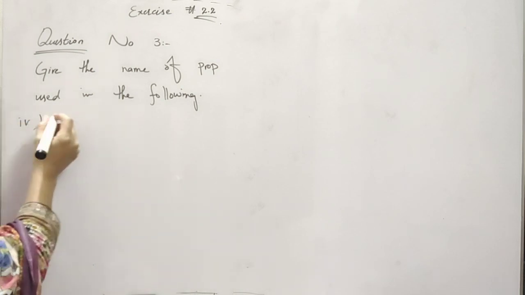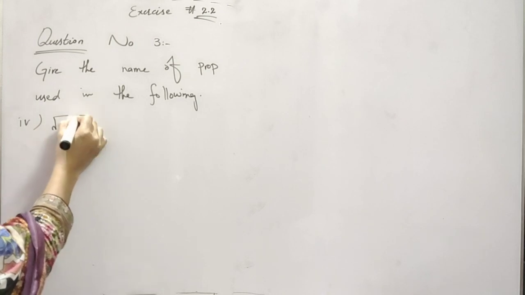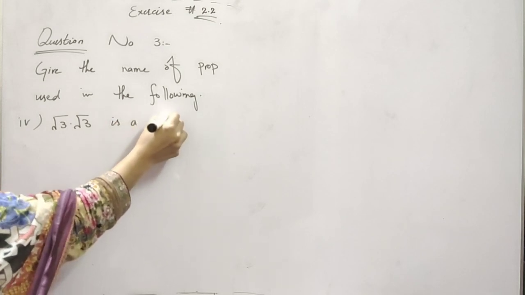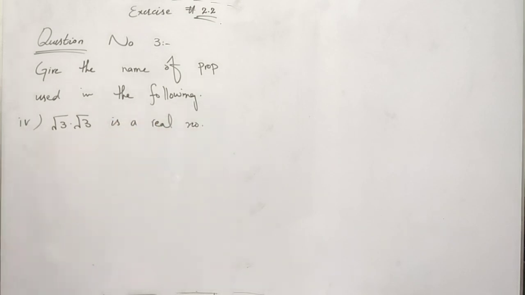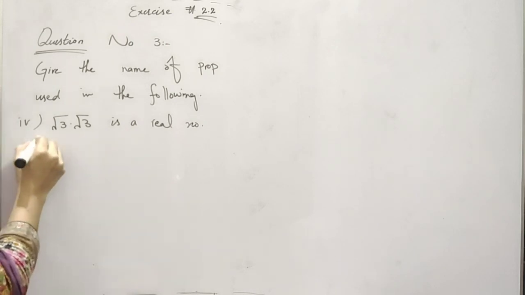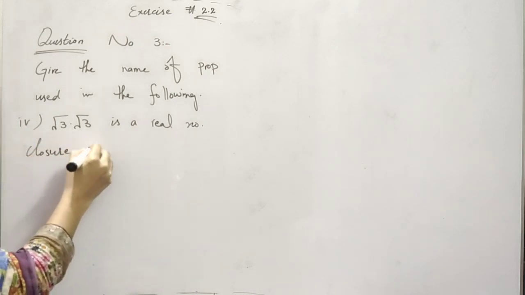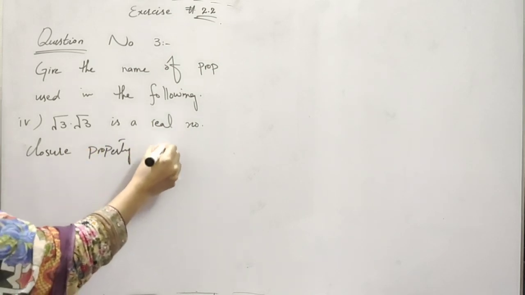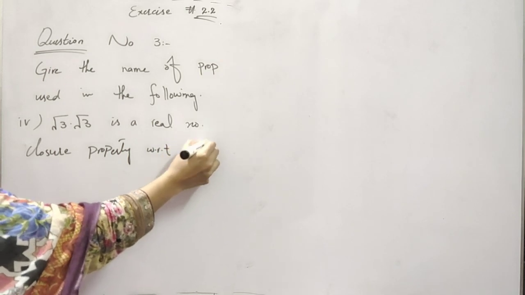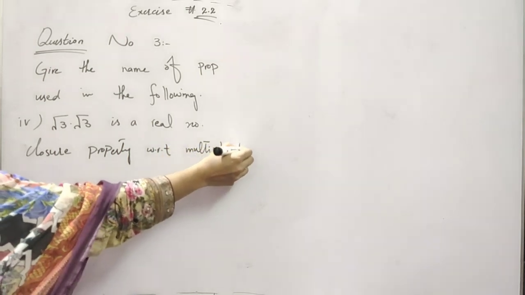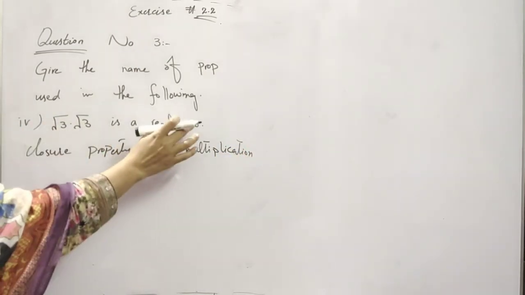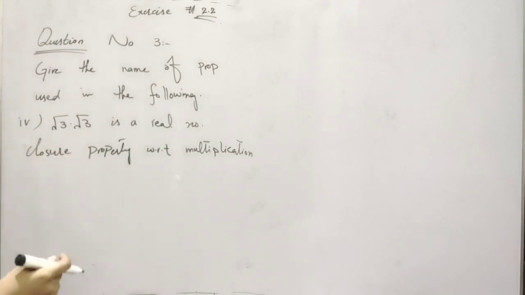The fourth part is square root 3 multiplied by square root 3 is a real number, and this is the closure property with respect to multiplication, because if we multiply two real numbers the answer is again a real number. Okay, this is the closure property with respect to multiplication.